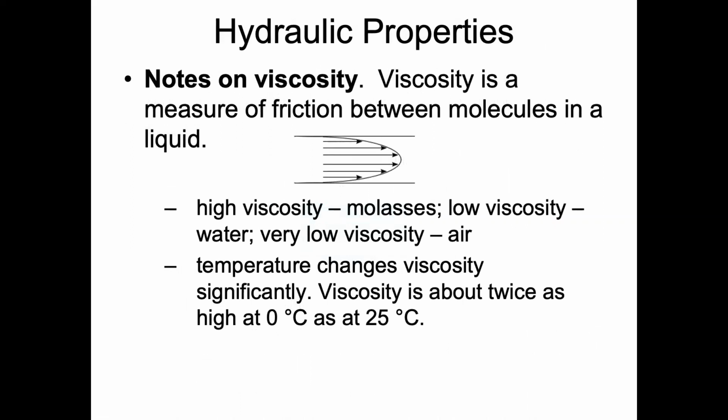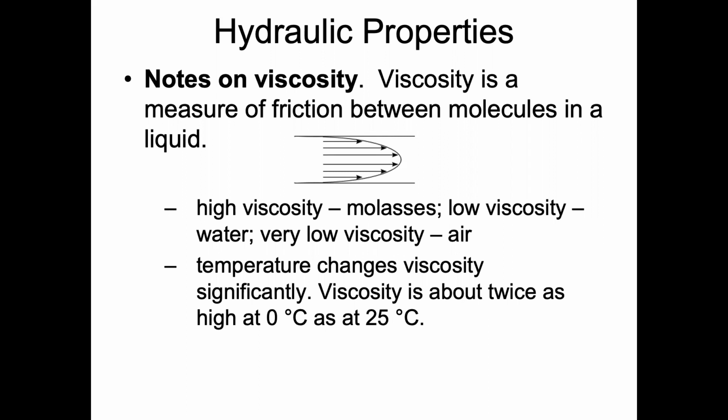So one of the key factors in thinking about this idea of being able to convert between this hydraulic conductivity with a capital K and permeability with a lower k is understanding viscosity. And viscosity is a measure of the friction between molecules in a liquid. So we can think of high viscous materials as being molasses and low viscous materials as being things like water, or very low viscous materials being things like air. And that all of these, of course, are going to be influenced by the temperature.